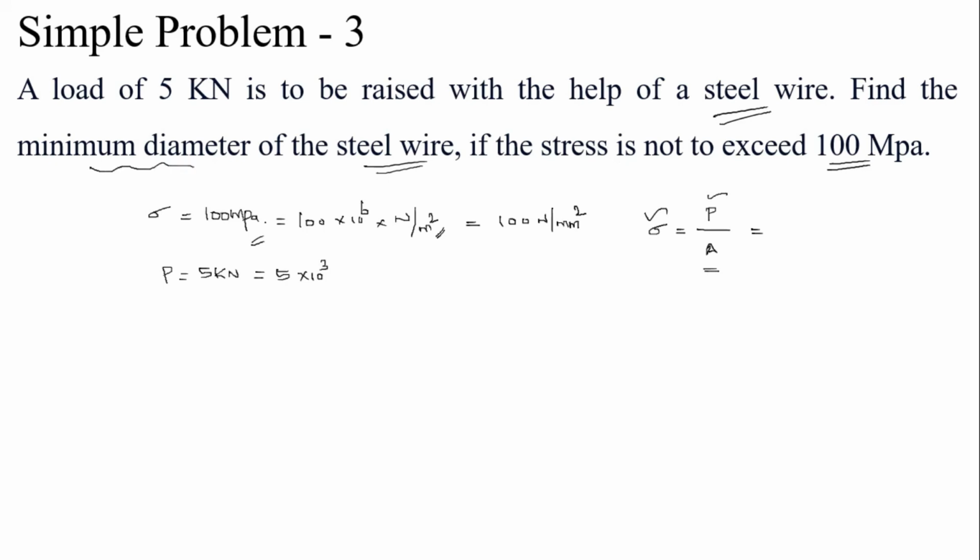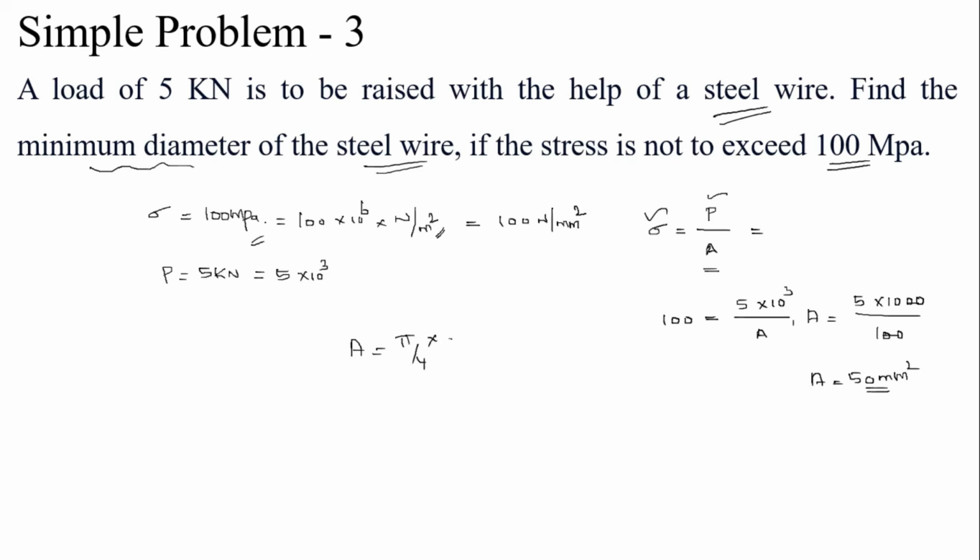So what is the value of stress? Stress is equal to 100, which is equal to 5 into 10 to the power of 3 divided by area. So area is equal to 5 into 1000 divided by 100, which is equal to 50 mm squared, right.